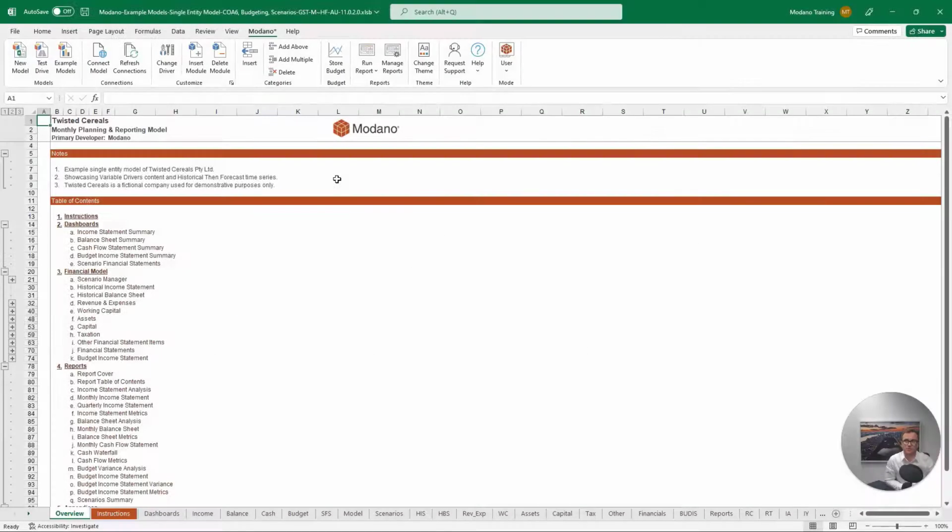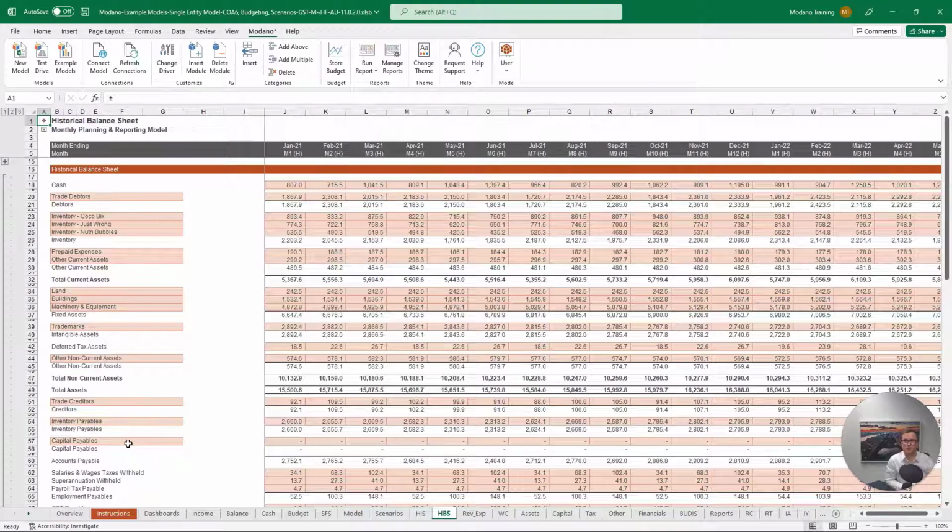Let's look at capital payables. Now, when you first bring your historical capital payables balances into your financial model from your accounting package, they're brought into your historical balance sheet. Your capital payables balances are below your inventory payables within the current liability section. You can see in this example, we have one category titled capital payables, and we have the historical balance on the right-hand side of the sheet.